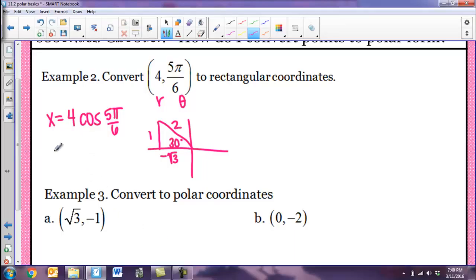So if I wanted to find the cosine of this, I would take my adjacent over my hypotenuse, and I'm multiplying it by the radius, so all I have to do is take out a 2 there, and I would get negative 2 root 3.